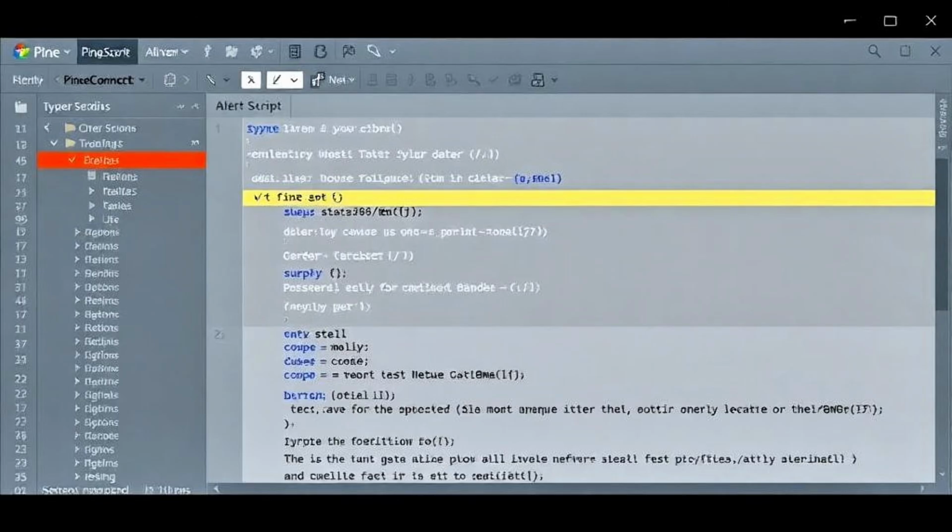Next is the TradingView alert configuration. So in TradingView's Pine script editor, you write the alert messages using PineConnector's syntax to trigger buy and sell orders. So the syntax is straightforward with commands for entries, exits, and risk management.